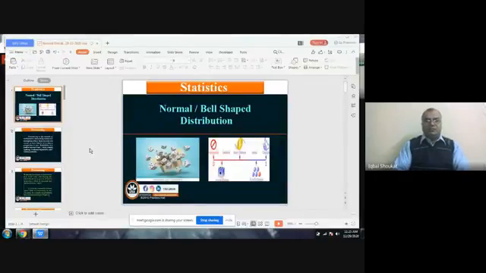If we talk about the term statistics, it is the science of collection, presentation, analysis, summarization, and interpretation of numerical data. In the last lecture, we talked about the discrete distributions: the hypergeometric distribution, then the Poisson distribution. Today, we'll talk about the normal distribution or the bell-shaped distribution.